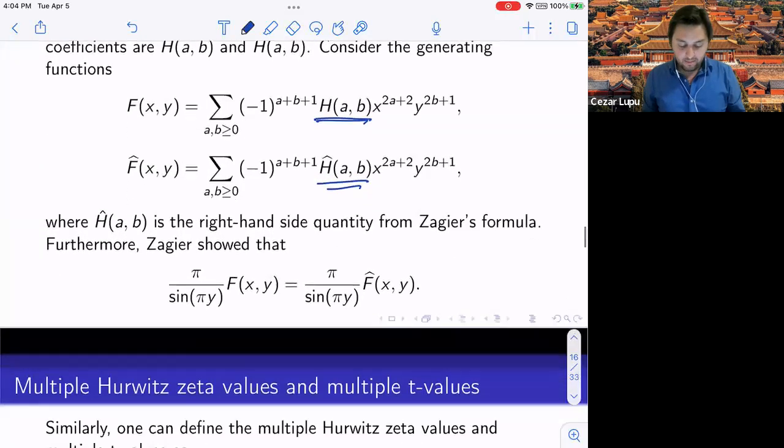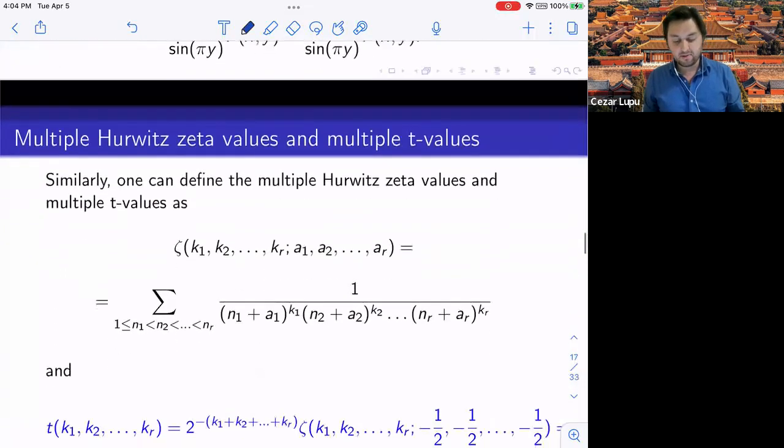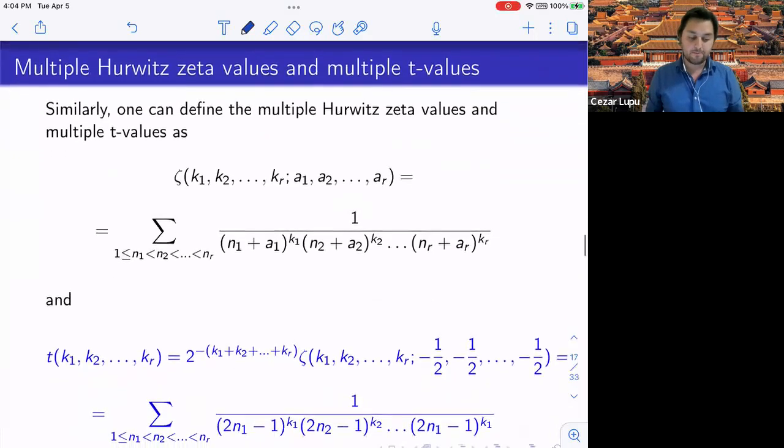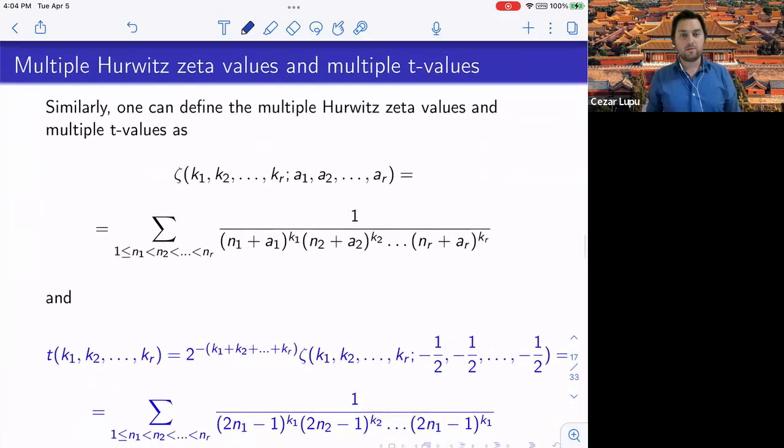And now let me make a parallel with something else. We defined multiple zeta values, but in fact we can also define the odd variant of multiple zeta values, which will be.